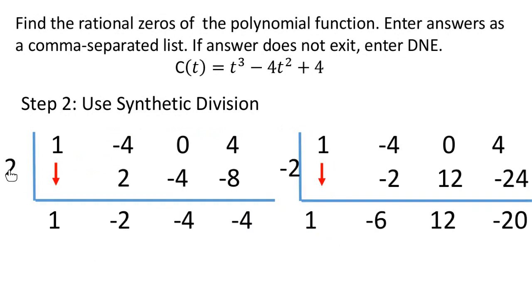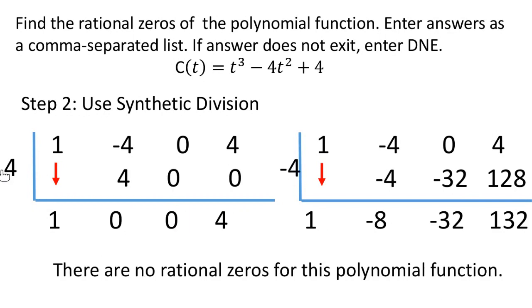If we use 2, we got a negative 4. If we use negative 2, we got negative 20. So what's going on? If we use 4, we get this 4 here. Negative 4 gives me 132. So none of the zeros that were in my possible zero list gave me a 0. Okay, and that's okay. What that means is that there's no rational zeros for the polynomial.